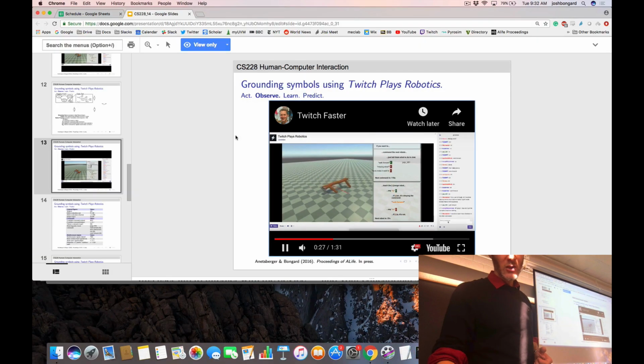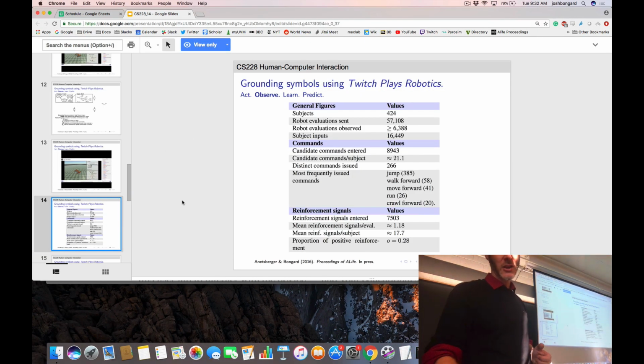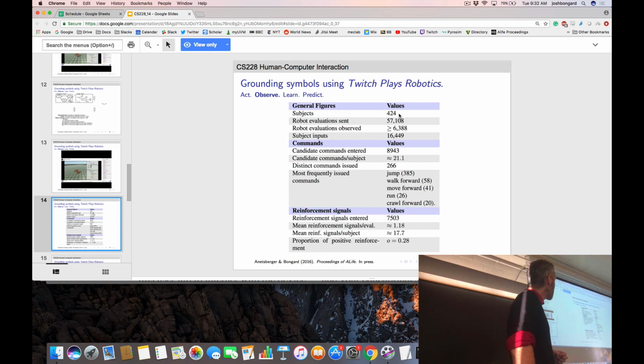Okay. So what did we actually collect? Here's all the data that we got. We ran this for a couple of days. We had 424 people participate. During that time, there were 57,000 actions or evaluations that were performed, 57,000 of these simulations.